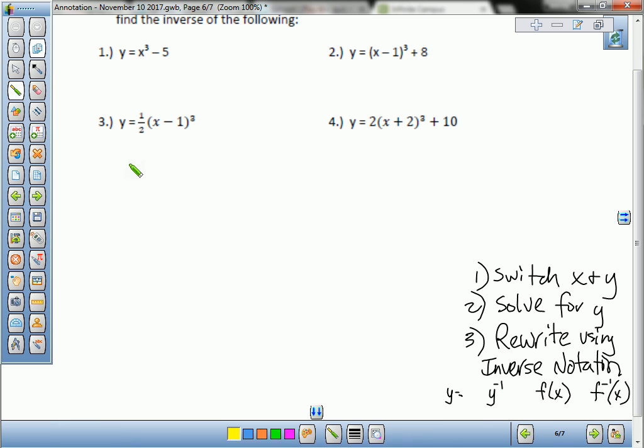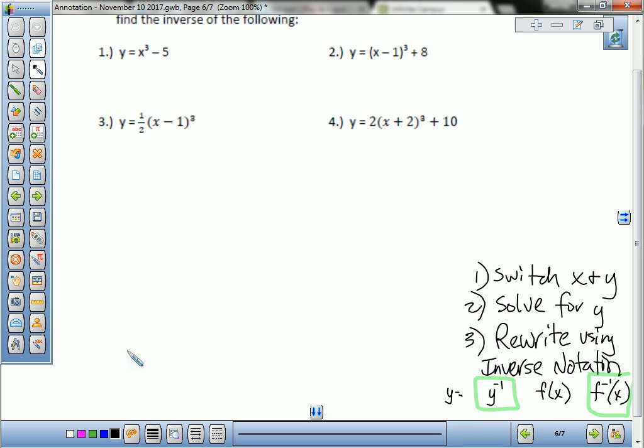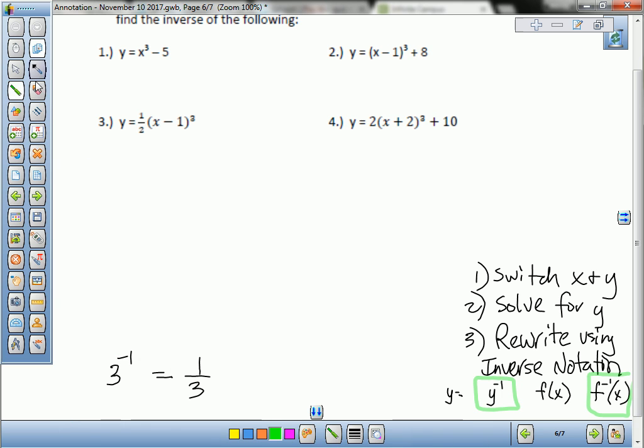So inverse notation just means denote that it is an inverse by using that exponent of -1. Now, that means something different than if I gave you straight out this. If I gave you 3 to the -1, that would just be 1 over 3. But in function notation, that little -1 means inverse. So those have different meanings because we're using them differently.